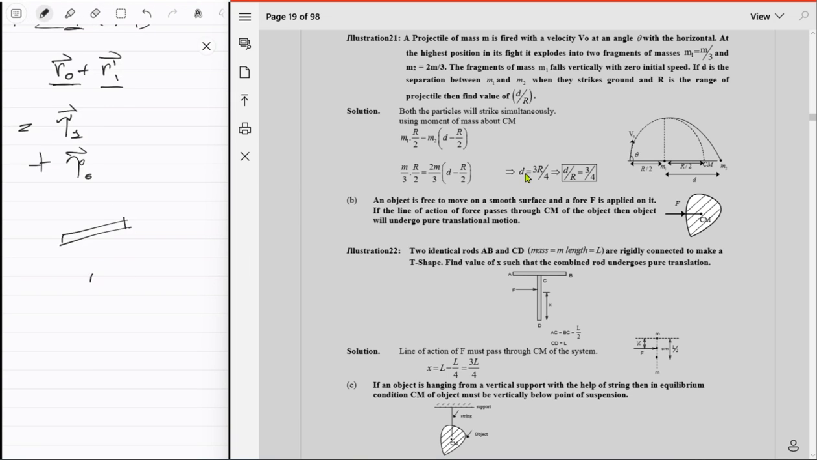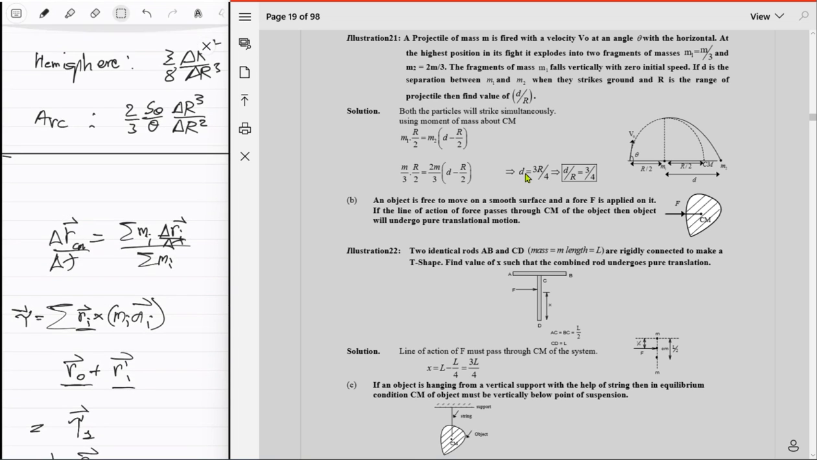It's just M_i g vector, crossed with R_i vector, or R_i dash vector. So this summation is just summation of M R_i vector, crossed with g vector. And guess what this thing is? Zero. So that means the torque about the center of mass in a uniform field is just zero. And so it has multiple uses.